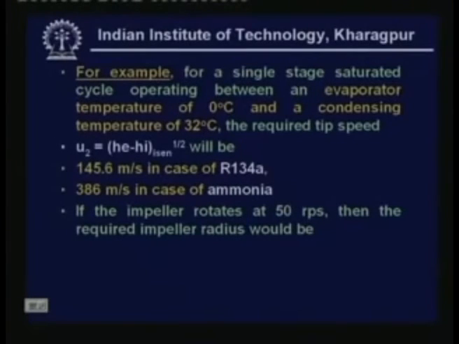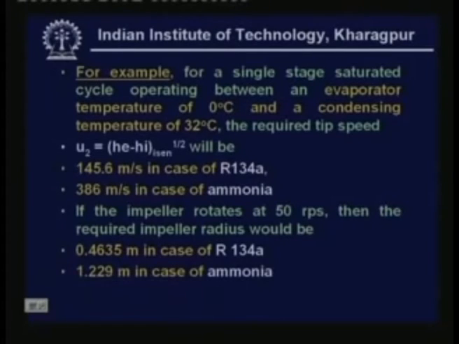You can also calculate the required impeller radius if you assume that the impeller is rotating at 50 rps; from the tip speed and the rps you can find the required radius. You find that the required radius in case of R134A will be 0.4635 meters, and in case of ammonia it will be 1.229 meters. That means for a given rotational speed, an ammonia compressor, if you are using a single stage, will be very large compared to R134A. In fact, we will see later that for centrifugal compressors, normally the high boiling point refrigerants are more suitable compared to low boiling point refrigerants.